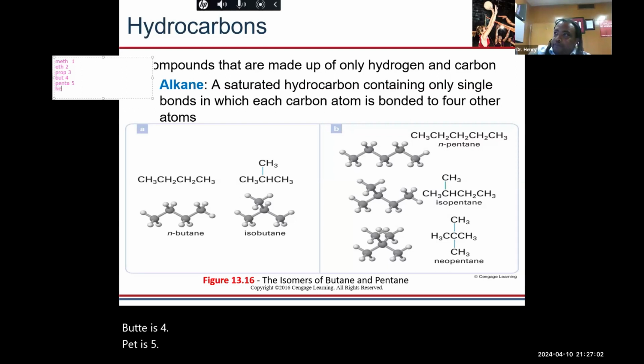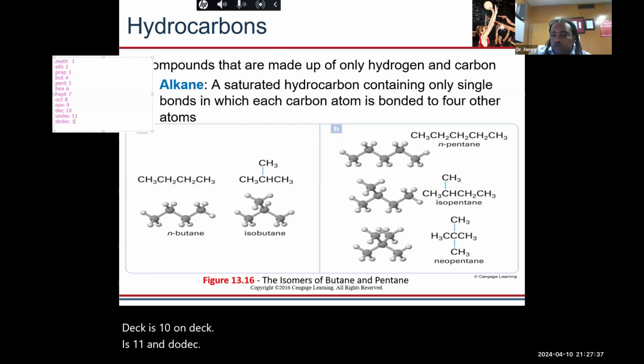Hex is 6. Hept is 7. Oct is 8. Non is 9. Dec is 10. Undec is 11. And dodec is 12.